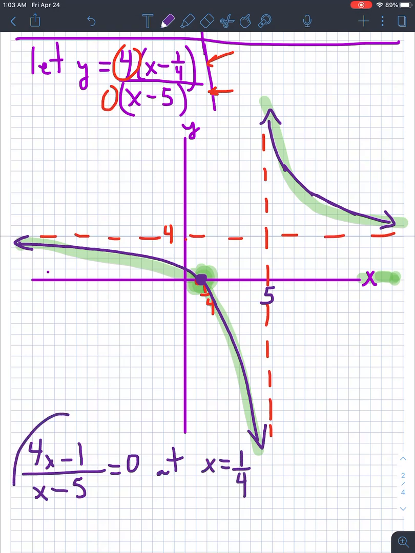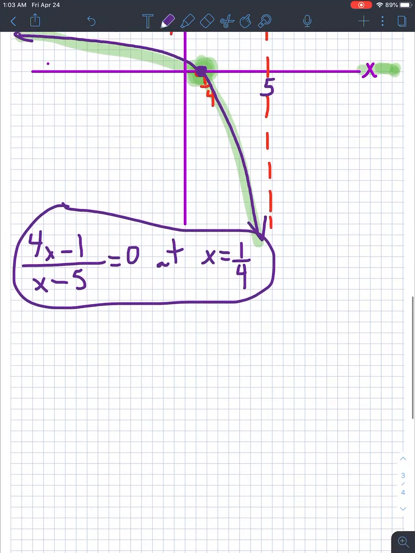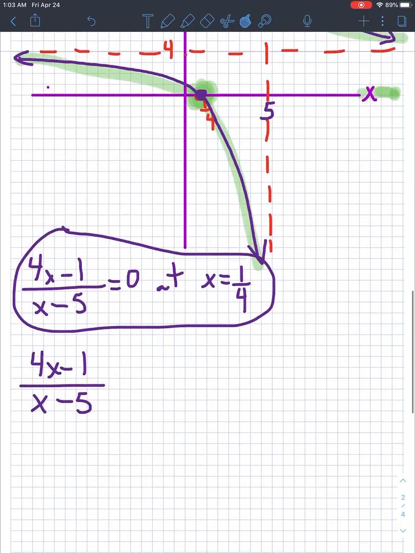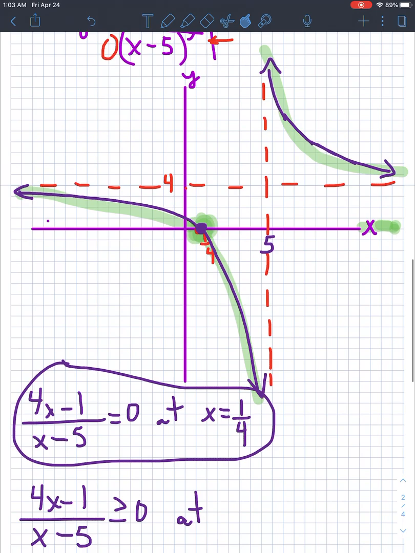Done. The reason it's so easy is because we're very good at graphing rationals. We can do them really, really quickly. If I say 4x minus 1 over x minus 5, what was the second question I asked? Greater or equal to 0? All right. Greater or equal to 0? That just happens at, well, that's a whole bunch of different places. There's a whole interval of places. Where is it greater or equal to 0?